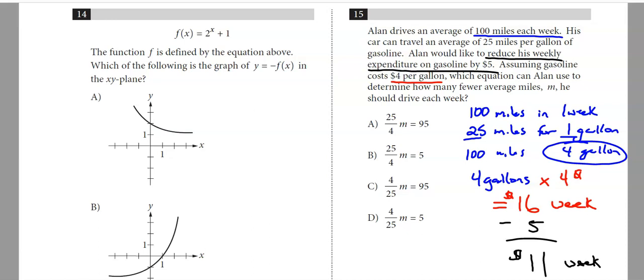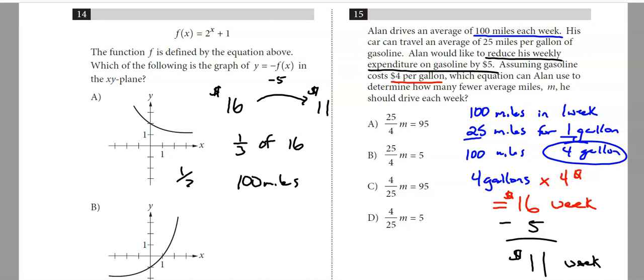Well, let's just kind of do a little estimation. If I'm spending $16 and I want to reduce that down to $11, we're taking away $5. So $5 compared to 16 is about 1/3. About 1/3 of 16, roughly. So if we want to decrease our price by about 1/3, we need to decrease our miles. If we're doing 100 miles, what is 1/3 of 100 miles? Roughly, just ballpark it. You don't need to be exact here, but somewhere around 33 miles.